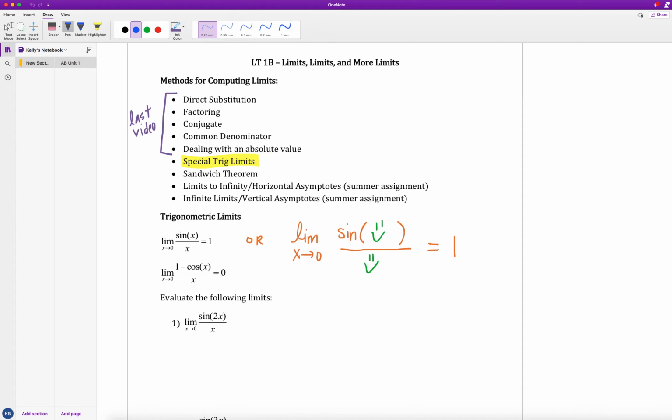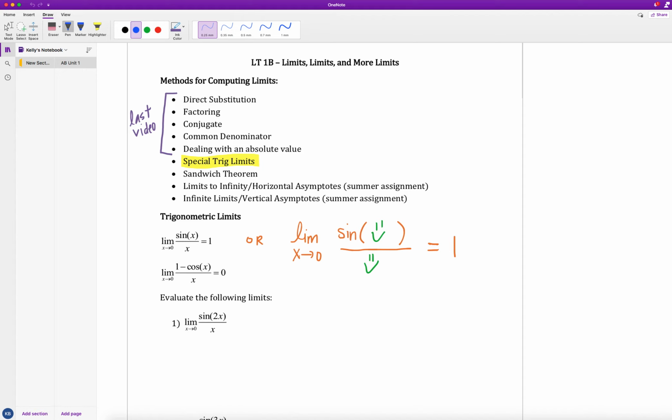So in our last video, we talked about some methods for computing limits: direct substitution, factoring, using a conjugate, finding a common denominator, or using the algebraic definition of an absolute value to look at both the left and the right side of that limit and then deal with computing the overall limit.